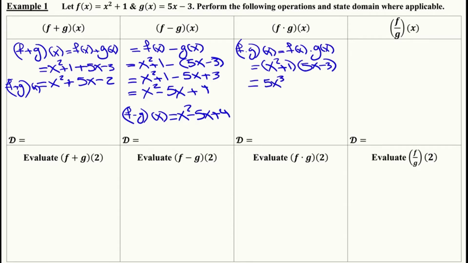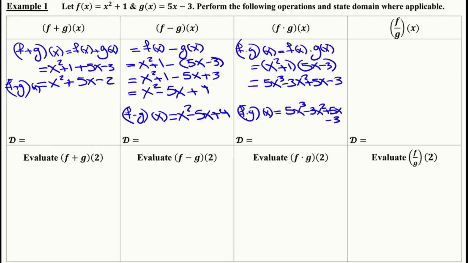5x cubed minus 3x squared. Now we're going to distribute the 1, so plus 5x, and then positive 1 times negative 3 gives us minus 3. So now we see if we have any like terms, and we notice that we do not. So we're basically finished. So as far as what f times g of x is concerned, we just have 5x cubed minus 3x squared plus 5x minus 3.